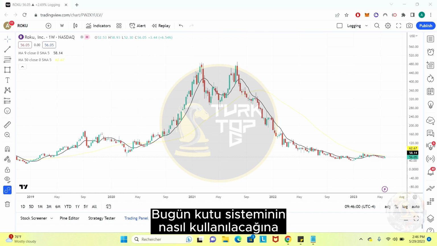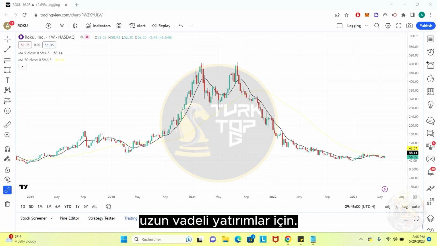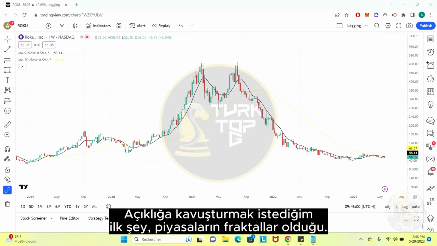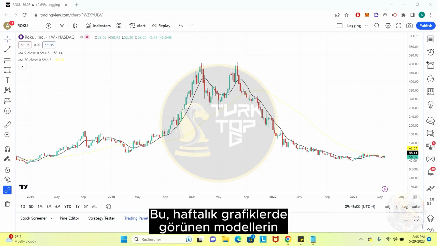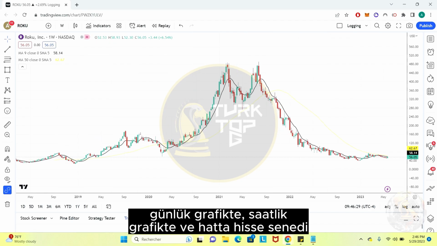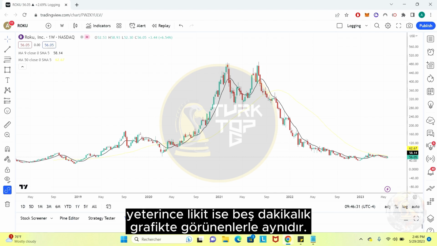Today we are going to discuss a very commonly asked question on how to use the box system for long-term investments. Well, the first thing I want to clarify is that markets are fractals. What does that mean? It means that the patterns that appear on the weekly charts are the same ones that appear on a daily chart, are the same ones that appear in an hourly chart, and even a 5-minute chart if the stock is liquid enough.